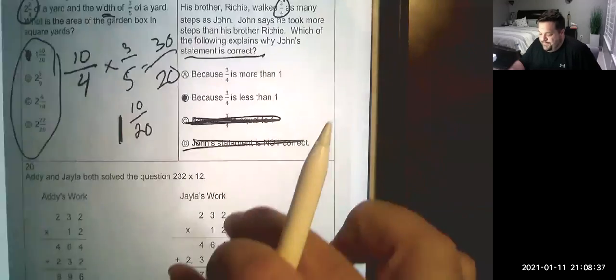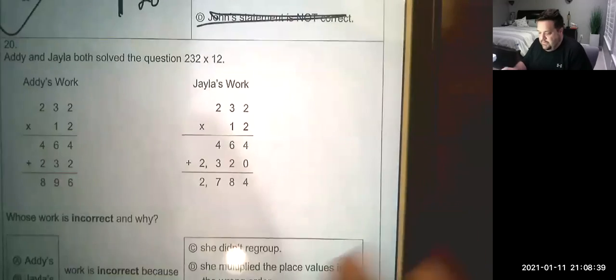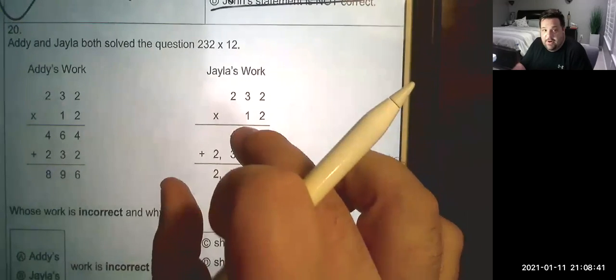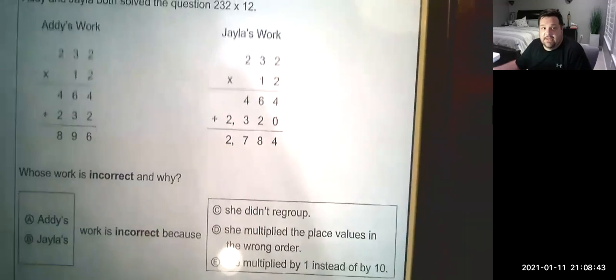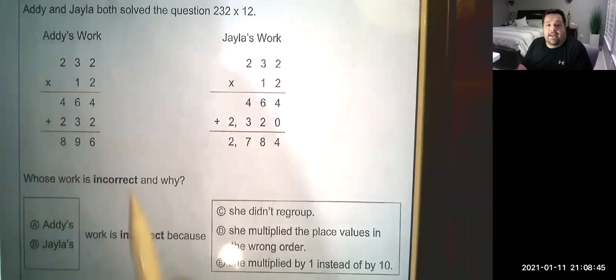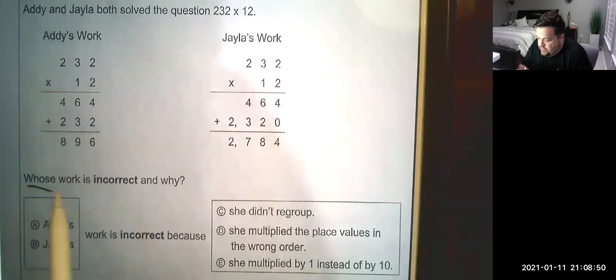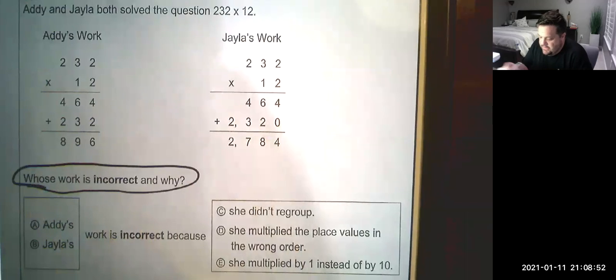Okay, last one. We had a lot of people get the first part of this right and then not the second part. So let's take a look at why. Addie and Jayla both solved this equation. There's their work. Here's where we messed up. It says whose work is incorrect and why.